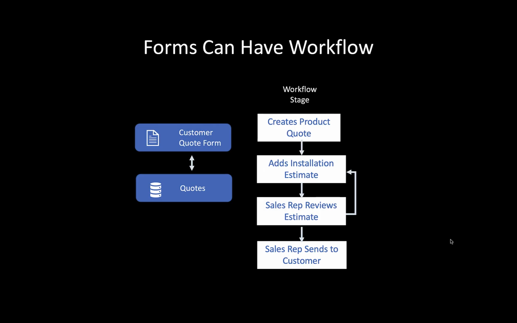We've mentioned the word workflow a couple of times. Well, forms can have workflow. In this case, the customer quote form has a workflow where the quote is created. It then goes to the next stage where the installation estimate is added. It then goes back to the sales rep for review. If the sales rep doesn't like the installation estimate, they can kick it back to that stage and then have it come forward again. And then when the rep is satisfied, they can send it on to the customer.